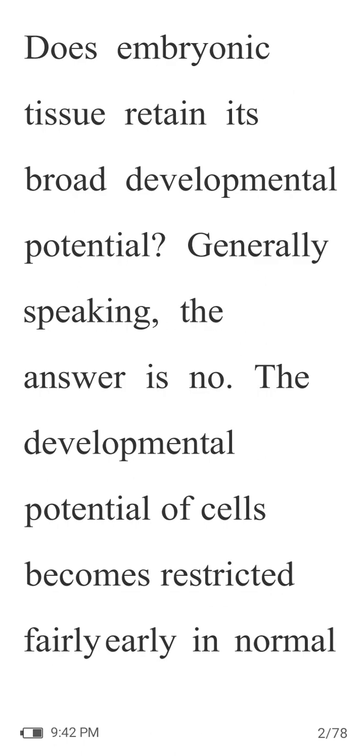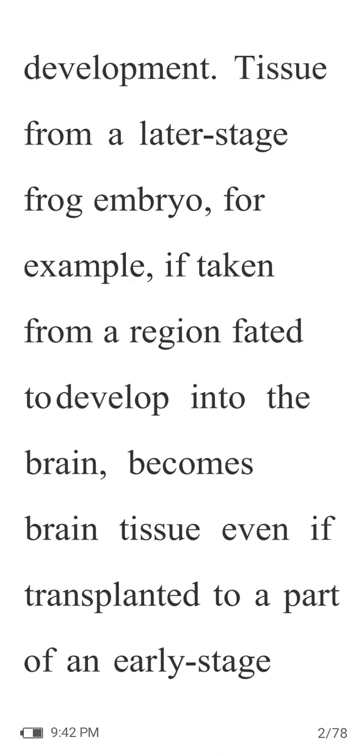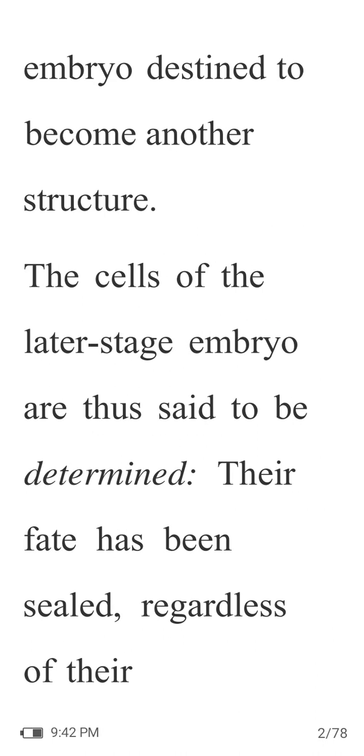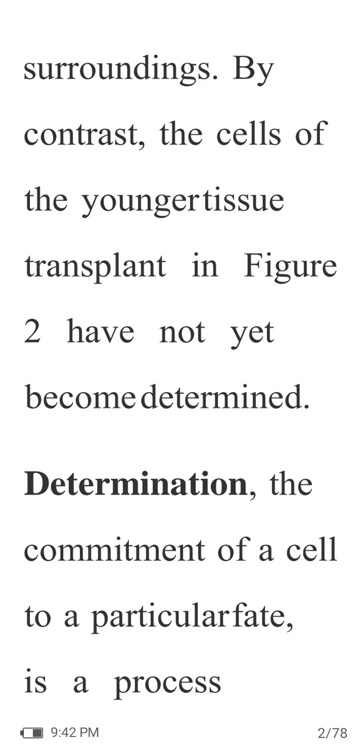Does the embryonic tissue retain its broad developmental potential? Generally speaking, the answer is no. The developmental potential of cells becomes restricted fairly early in normal development. Tissue from a later stage of frog embryo, for example, if taken from a region fated to develop into the brain, becomes brain tissue even if transplanted to a part of an early stage embryo destined to become another structure. The cells of the later stage embryo are thus said to be determined. Their fate has been sealed regardless of their surroundings.